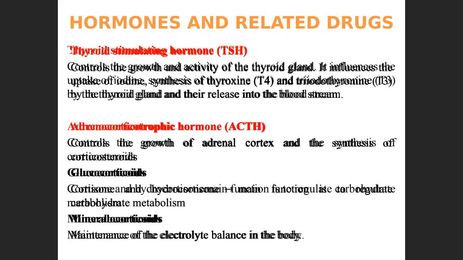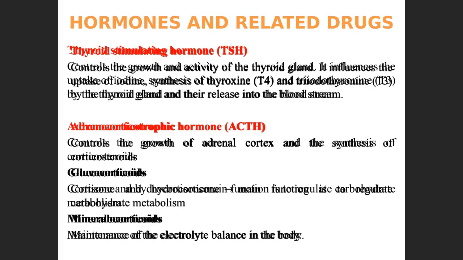Next, coming to the thyroid stimulating hormone. As I told you, it influences the uptake of iodine, and it helps in the synthesis of T3 and T4, that is thyroxine and triiodothyronine. These hormones are secreted from the thyroid gland in response to the thyroid stimulating hormone. It also helps to control the growth and activity of the thyroid gland itself. Apart from releasing the hormones from the thyroid gland, it also helps to maintain the activity and growth of the thyroid gland.